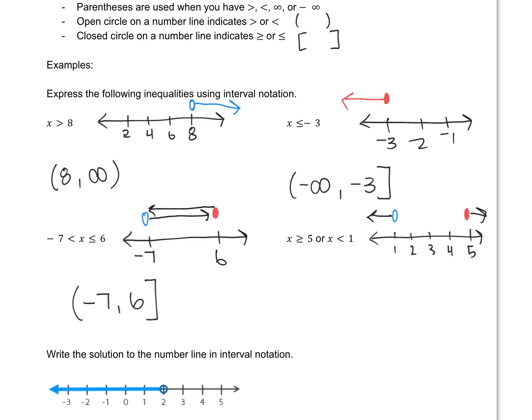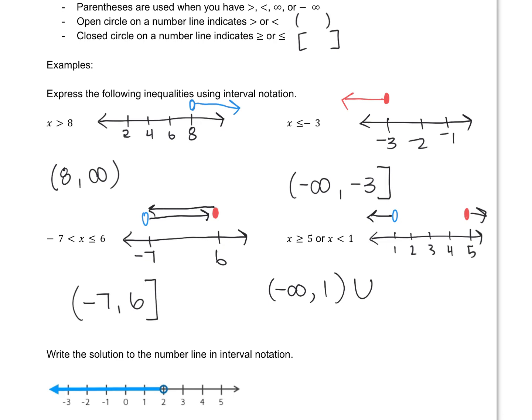compound inequality, I always start with the inequality that contains the less than, which would be the x less than 1. So I'm going to start with parenthesis, negative infinity, comma, my value 1, and then because it's a less than and it has that open circle, it's going to be a parenthesis. To indicate or, I'm going to do the union, which is a capital U.